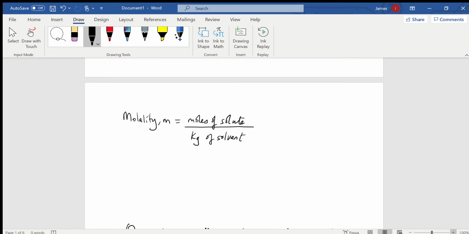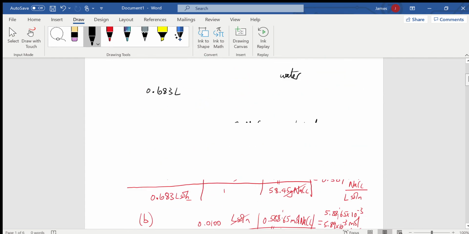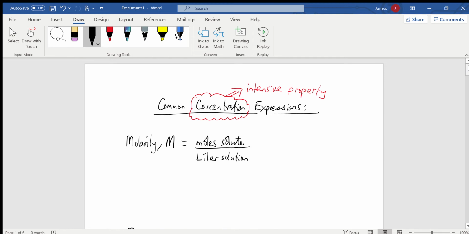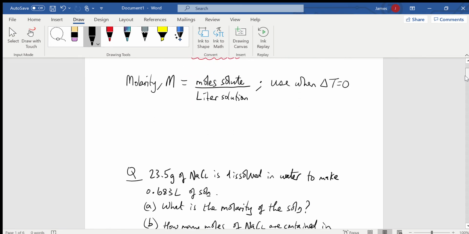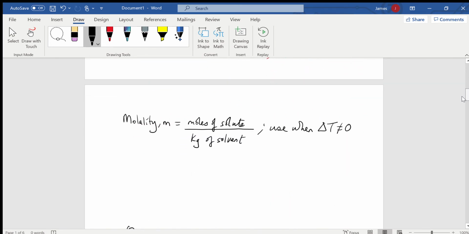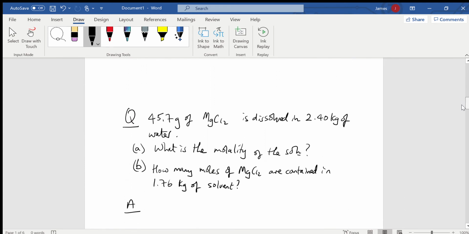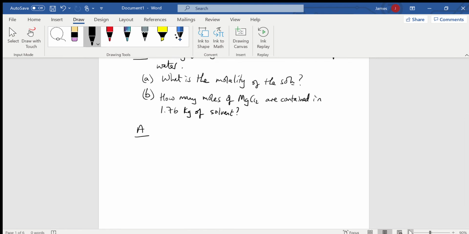Notice because the denominator is mass now, we typically use it when change in temperature is occurring. So you typically will use molality when you have a temperature variance, because in the case of molarity, volume is temperature sensitive. So you use molarity when delta T is 0. Okay, so you cannot have a temperature variance when you use molarity, because liters of volume in general is temperature sensitive. You would then use molality. Okay, let's look at a sample calculation.